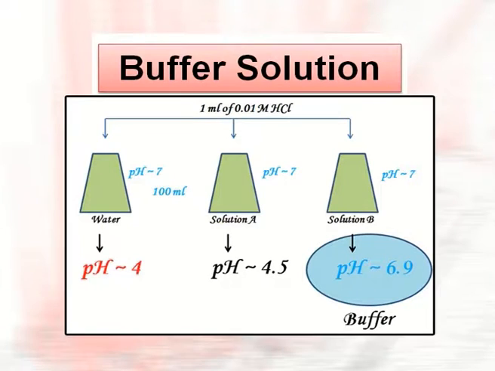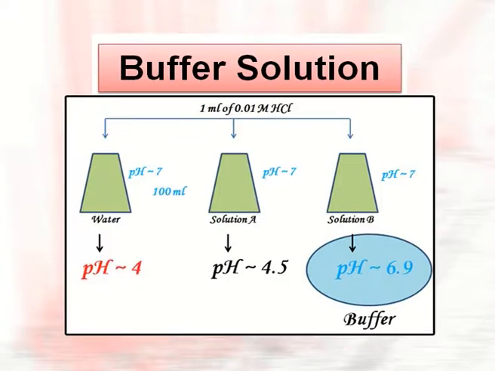If 1 ml of 0.01 molar HCl is added to all the three solutions, it is observed that the pH of water drops down from 7 to 4. The pH of solution A drops down to, say, 4.5. However, in the case of solution B, the pH falls from 7 to only 6.9, which means solution B could resist change of pH when acid is added to it. Solution B is a buffer.